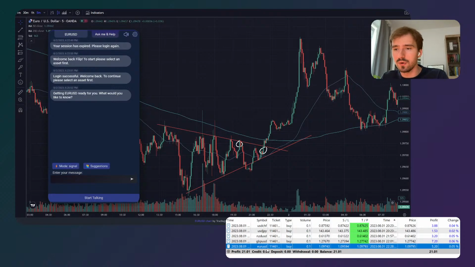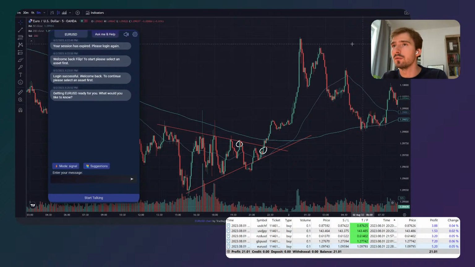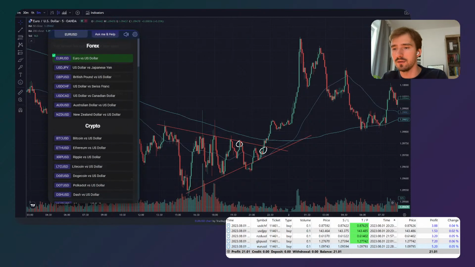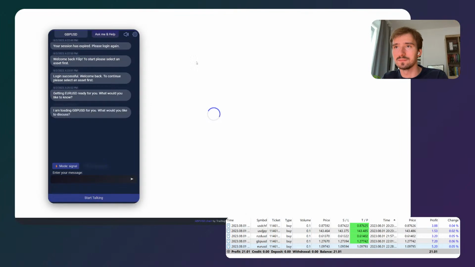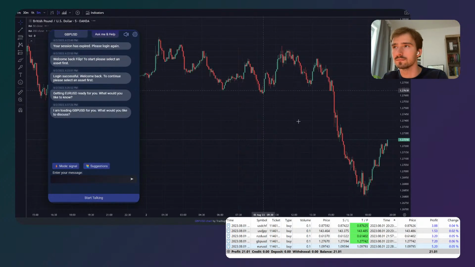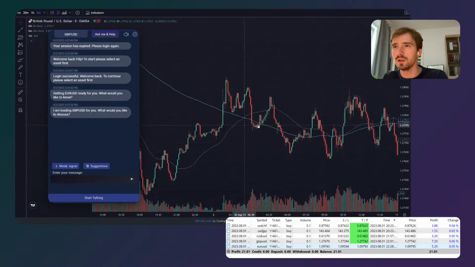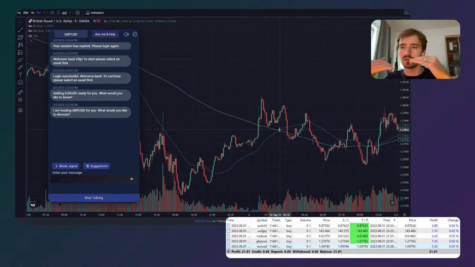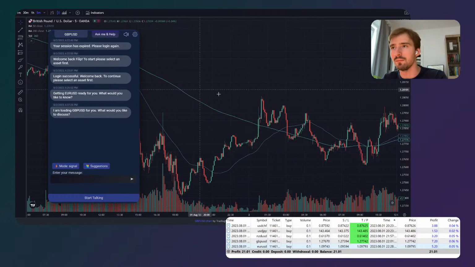Then we moved to British pound, which was again also buy. As you can see, all of them are buys. I am loading GBP USD for you. Which can be counterproductive when you've got multiple assets with different foreign pairs. First you've got the dollar, and then you've got the euro, and vice versa. And they usually go against each other, but hey, the AI managed all of that.